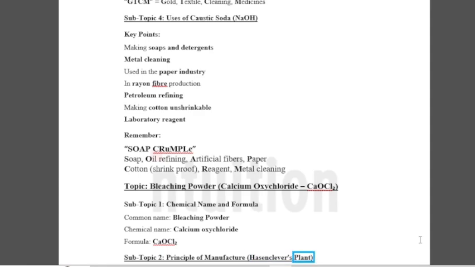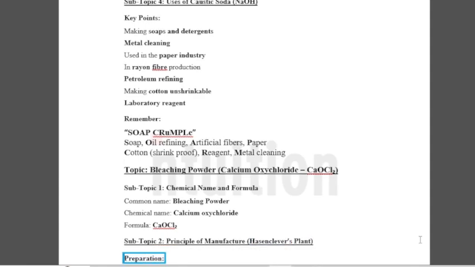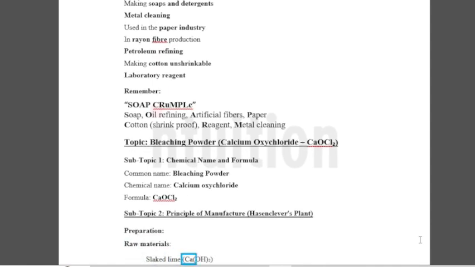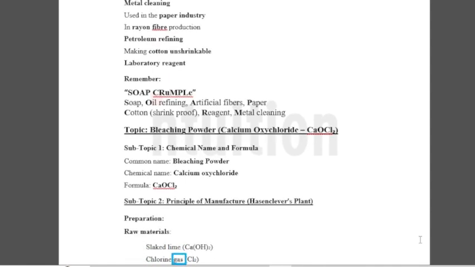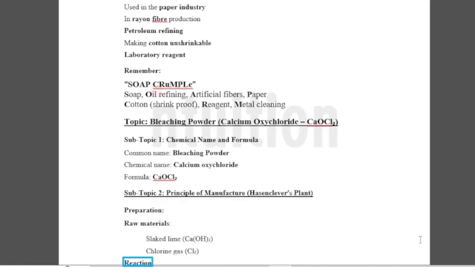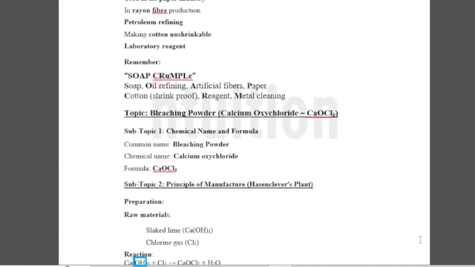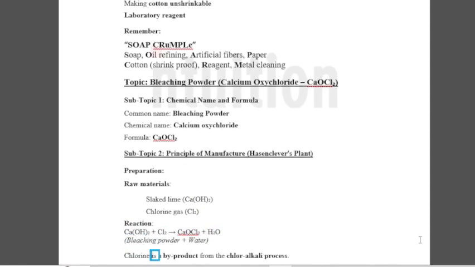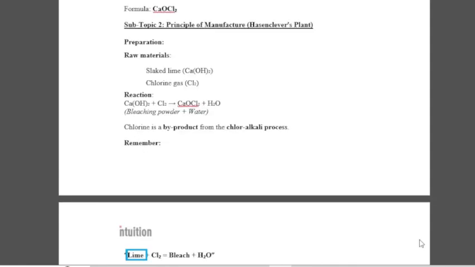Hasenclever's plant. Preparation. Raw materials: slaked lime, Ca(OH)2, and chlorine gas, Cl2. Reaction: Ca(OH)2 plus Cl2 gives CaOCl2 plus H2O, bleaching powder plus water. Chlorine is a byproduct from the chlor-alkali process. Remember, lime plus Cl2 gives bleach plus H2O.